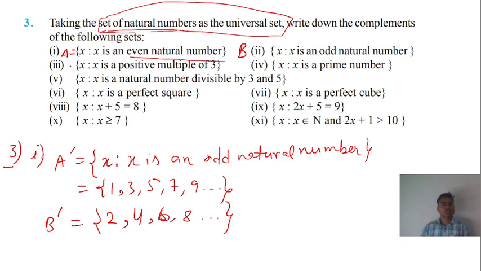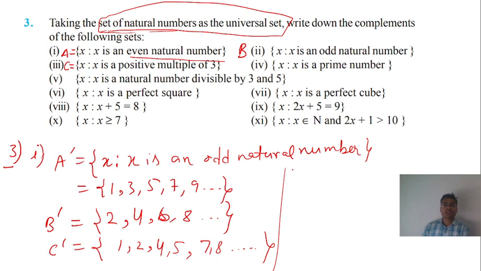Coming to part 3, they are saying x such that x is a positive multiple of 3. So for part C, they are saying positive multiple of 3. We can write it simply as 1, 2, leaving out 3 because 3 is a multiple of 3. Then 4, 5, 6 is removed, 7, 8 and so on. These are the elements of C complement.